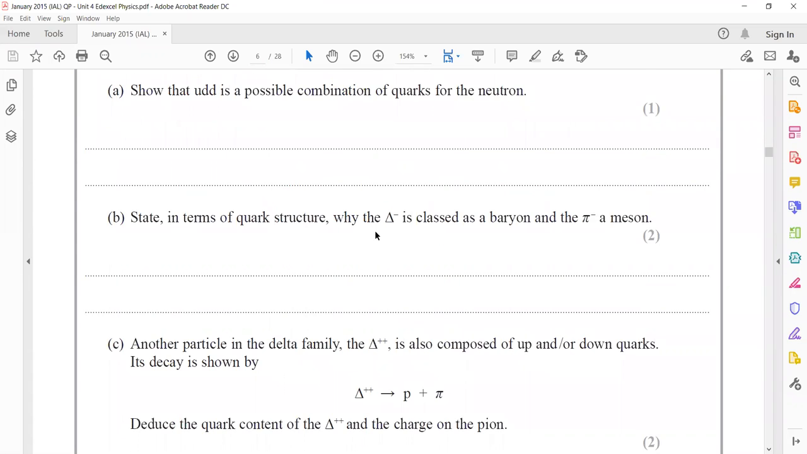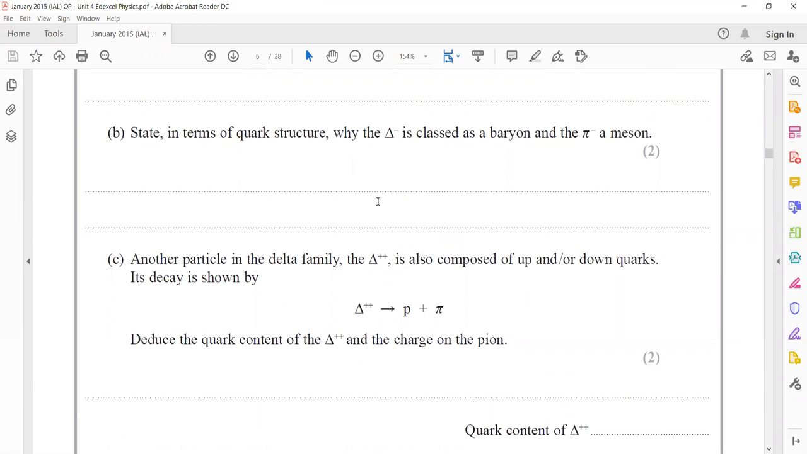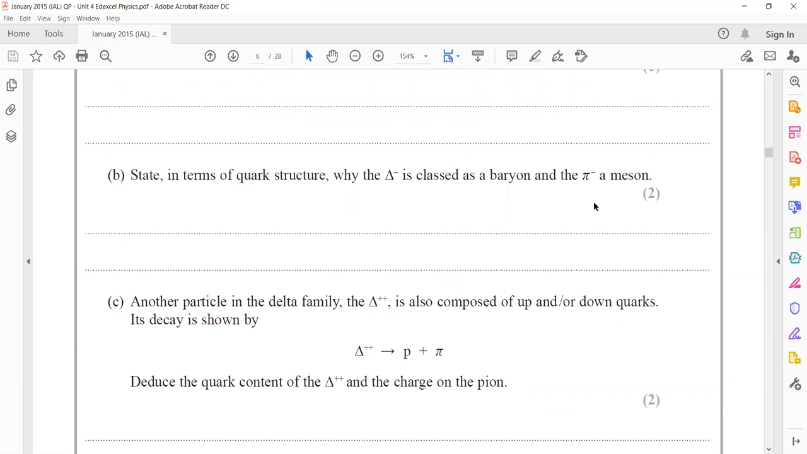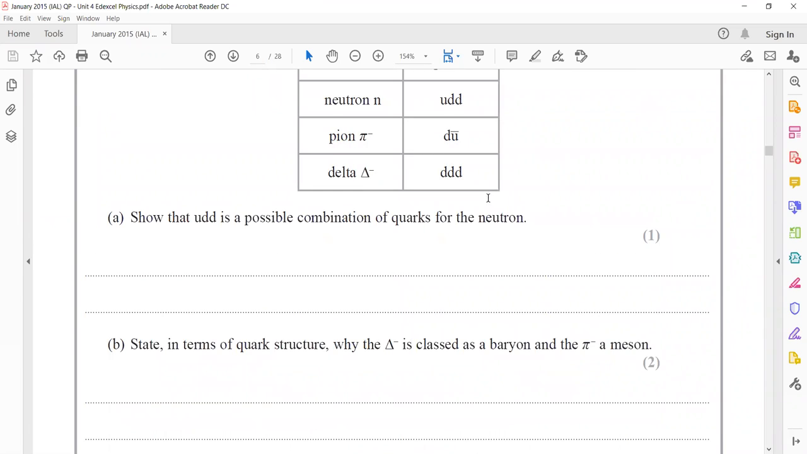The second part: state in terms of quark structure why a delta negative is classed as a baryon and pi minus is a meson. So pi negative is a meson and delta is a baryon. So what's the reason? Because the delta particle consists of three quarks, whereas pi consists of two quarks, one of them a quark, another one an anti-quark. So a simple reason you will mention: a three quark combination is known as a baryon. So delta is a baryon because the delta particle is three quarks.